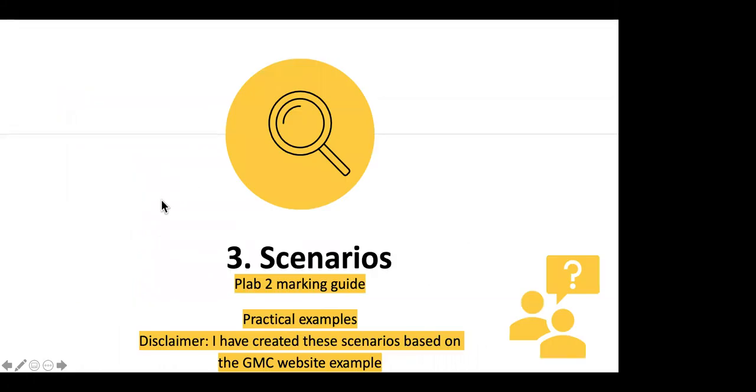So the next section, which I'm sure most people are more interested in, we'll move on to the scenarios, the marking guideline, and then a few practical examples. So I basically made up these scenarios. They're not based on my exams or based on previous scenarios. They're just things that I think are important and that I've made up.